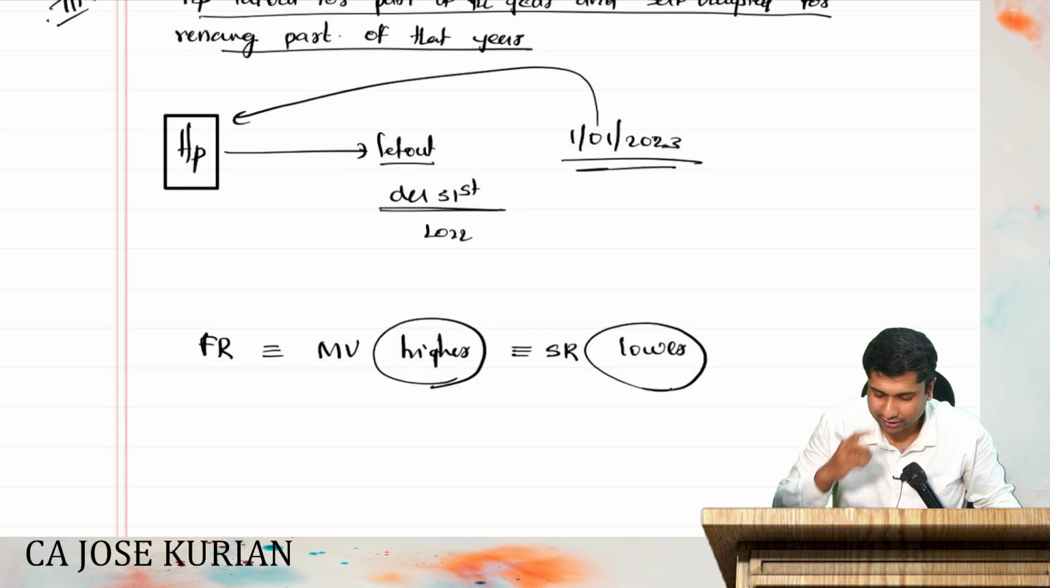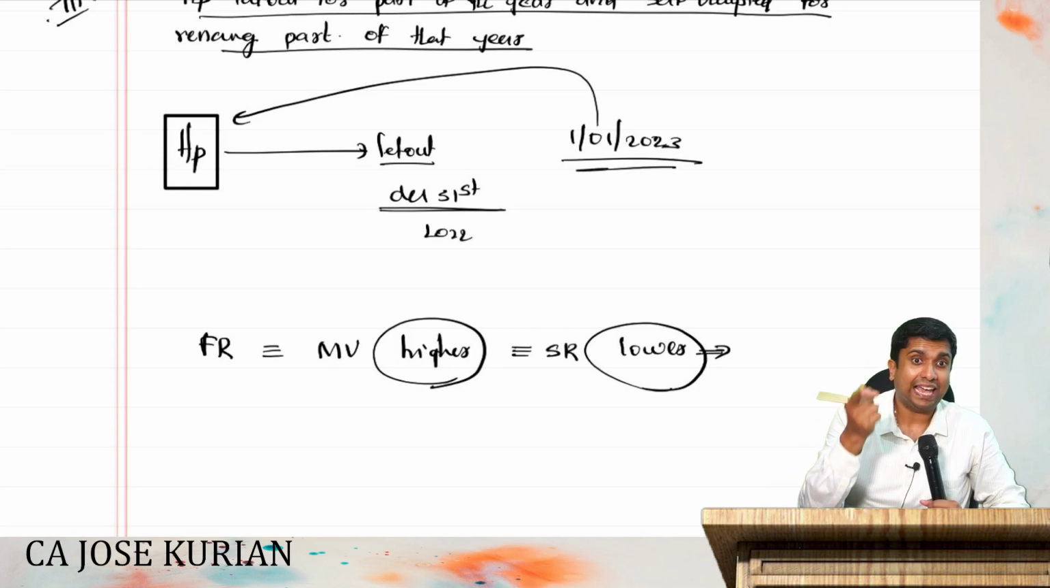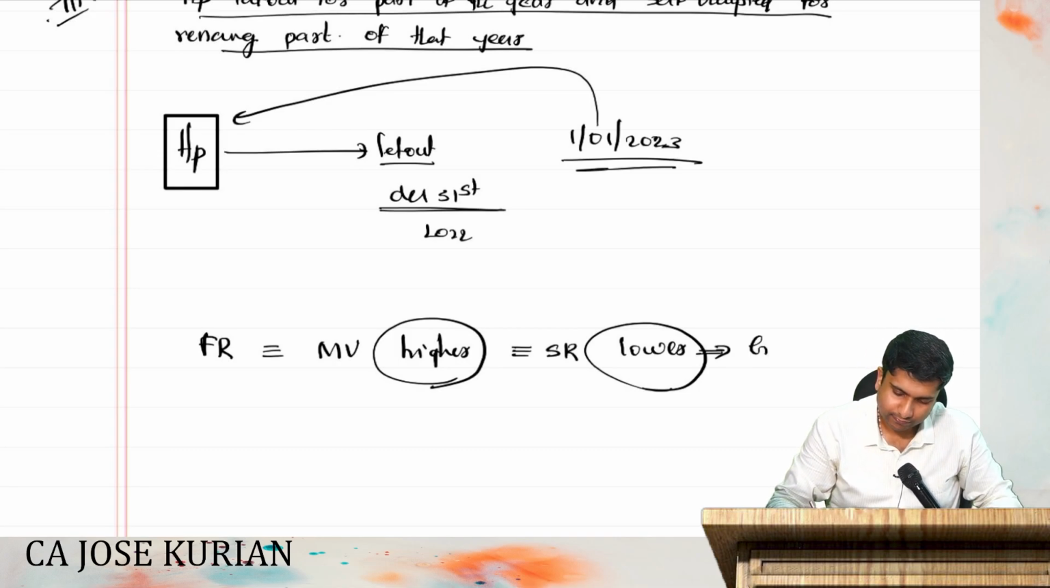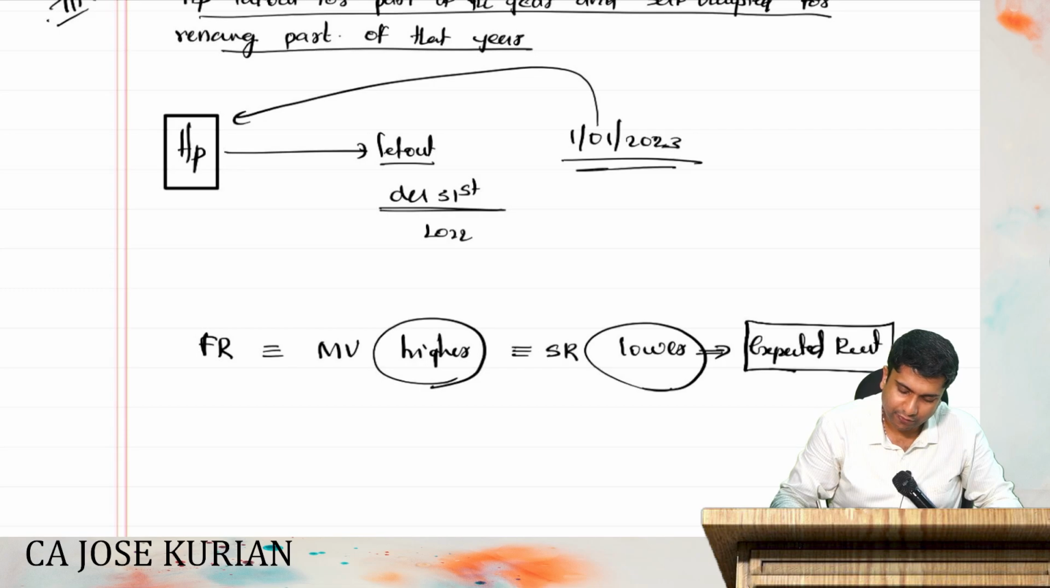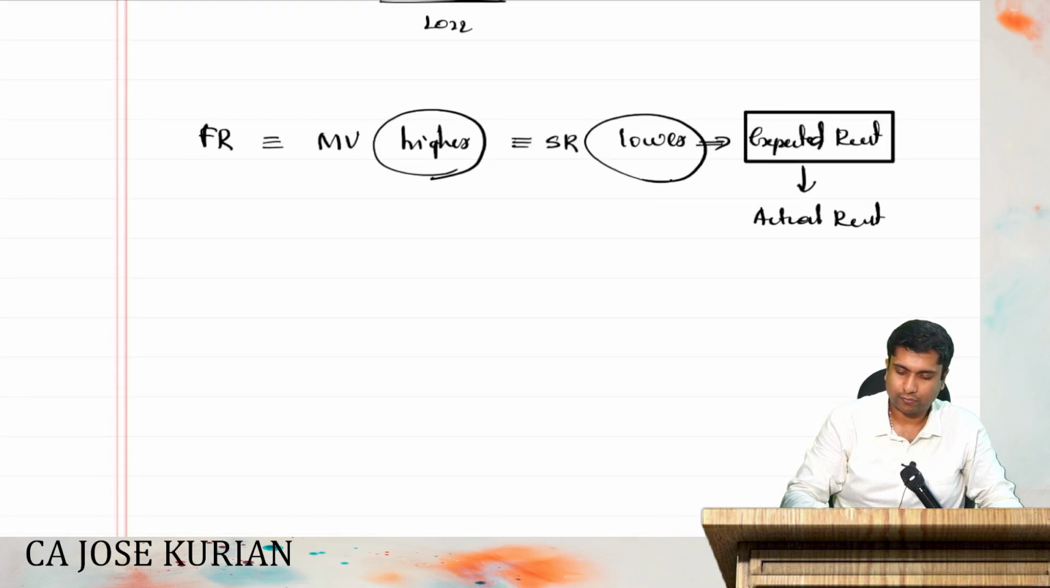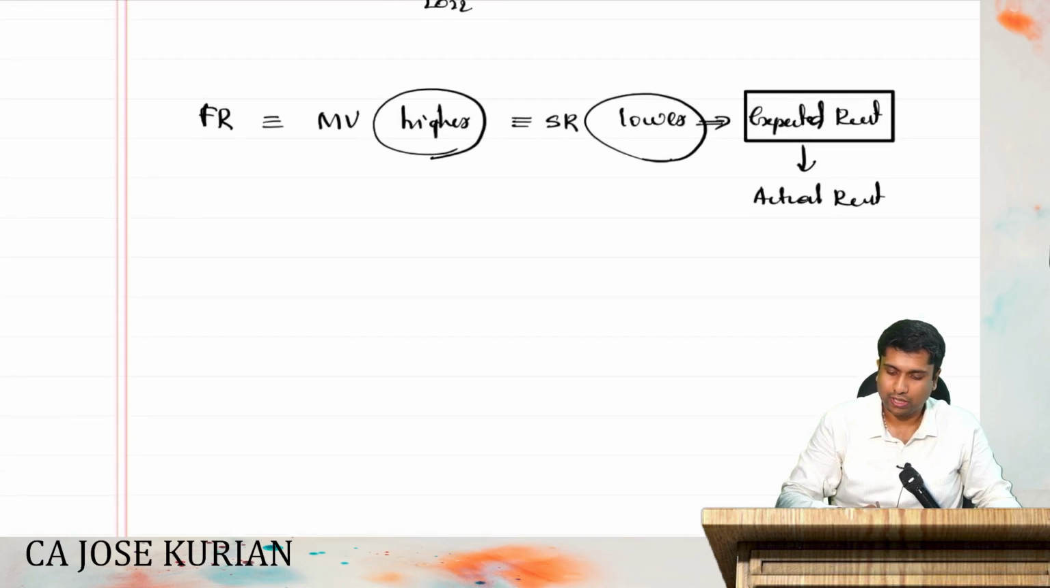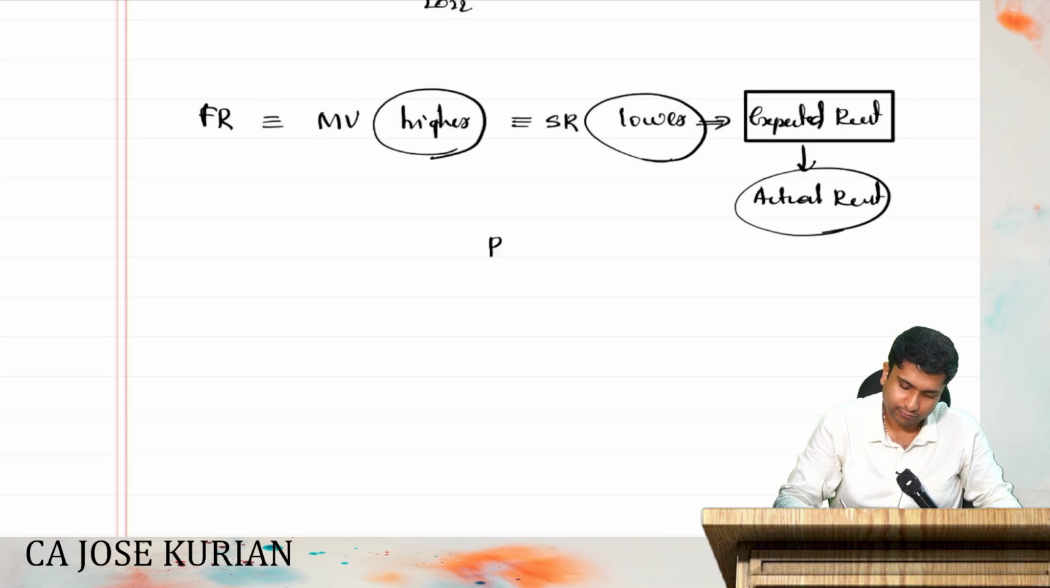And that lower figure is known as what? Expected rent. Then you compare it with the actual rent. You compare it with your actual rent and pick the higher. And that higher will be your gross annual value.